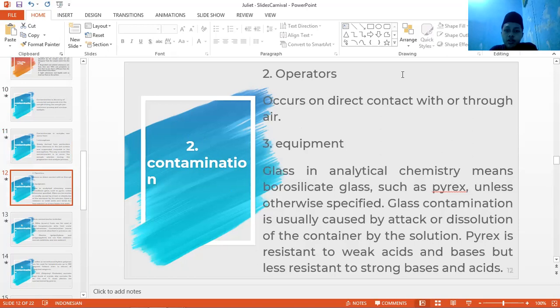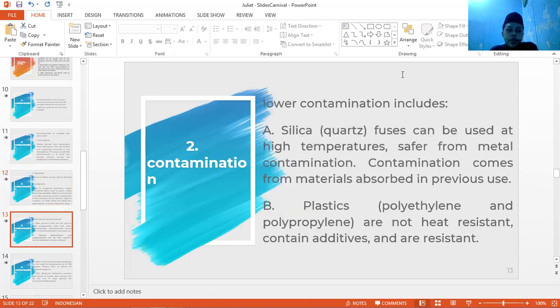2. The operator, which occurs through direct contact with air. 3. Glass, which is commonly used in analytical chemistry, means borosilicate glass, such as Pyrex, unless otherwise specified. Lower contamination materials include: A. Silica. Fused silica can be used at high temperatures but suffers from metal contamination. B. Plastic.